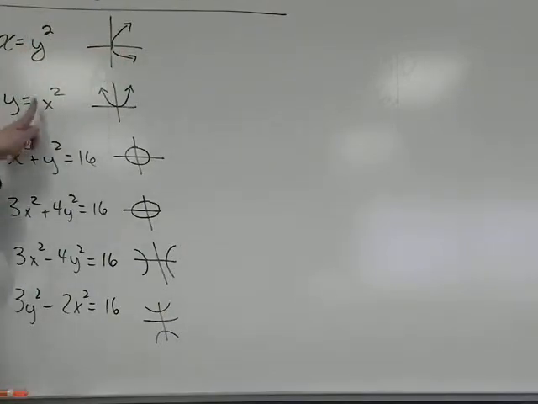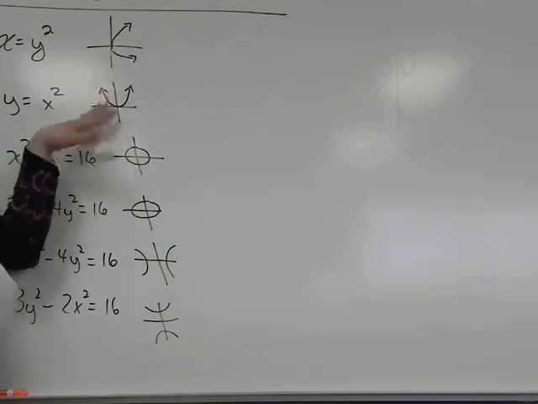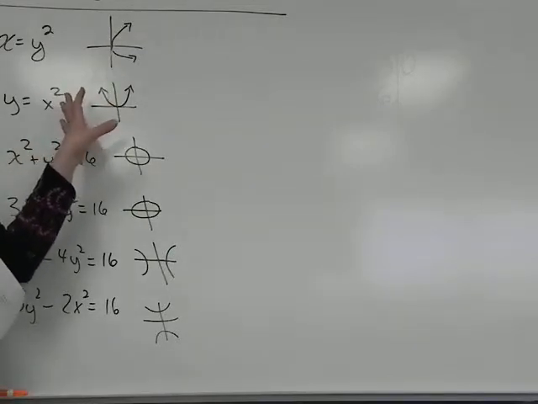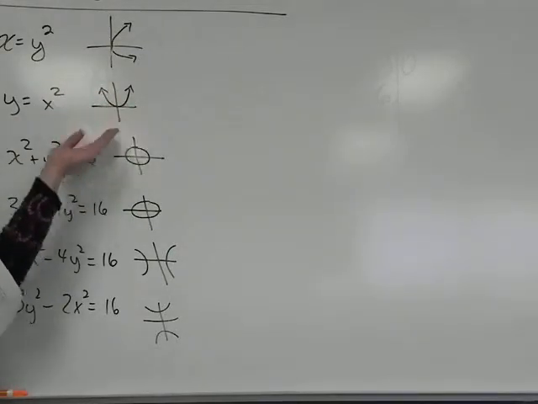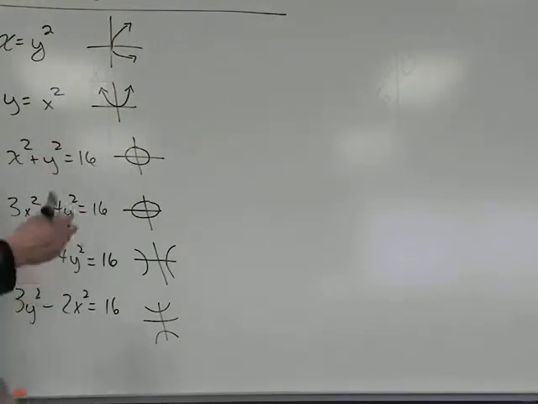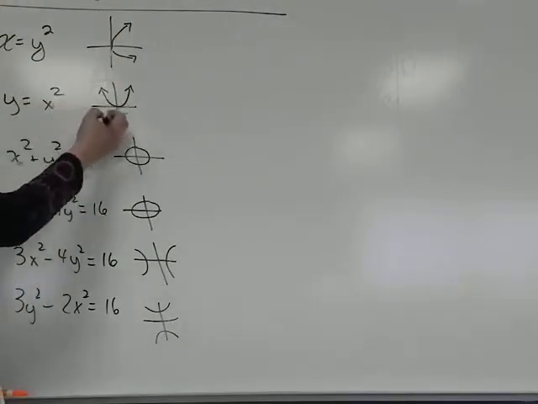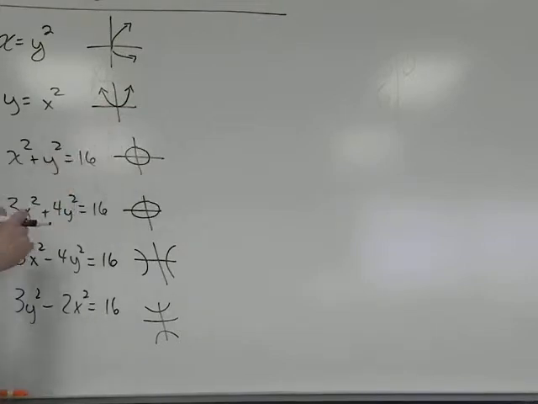If it's y to the first and x to the second, that's our vertical parabola, the one we've used the most in this class. It is a function, and we studied it back in the function chapter. If we put a negative in front of this, it does flip it upside down.